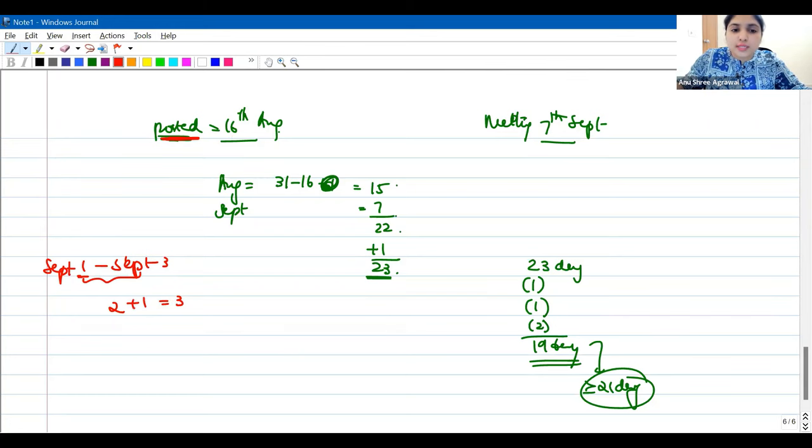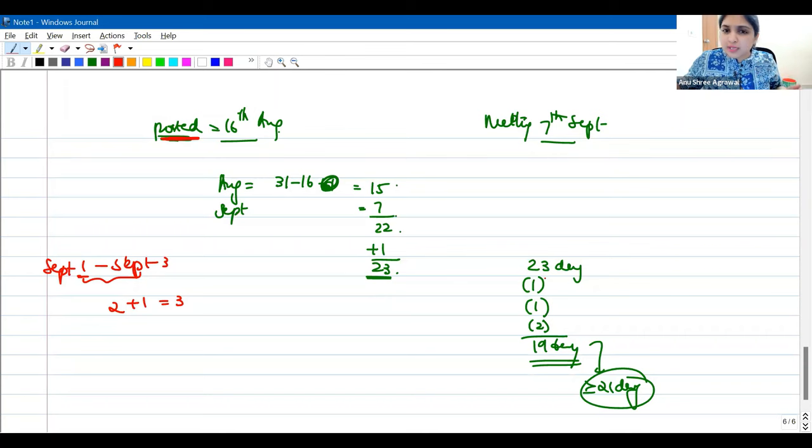Same logic. So 16th August, 7th September gap, if I'm asking you to calculate, you're calculating 22 days. This 22 days will either include 16th August or it will include 7th September. It will not include both. I want you to tell me including both. So to include both, I will add 1. So it becomes 23 days.